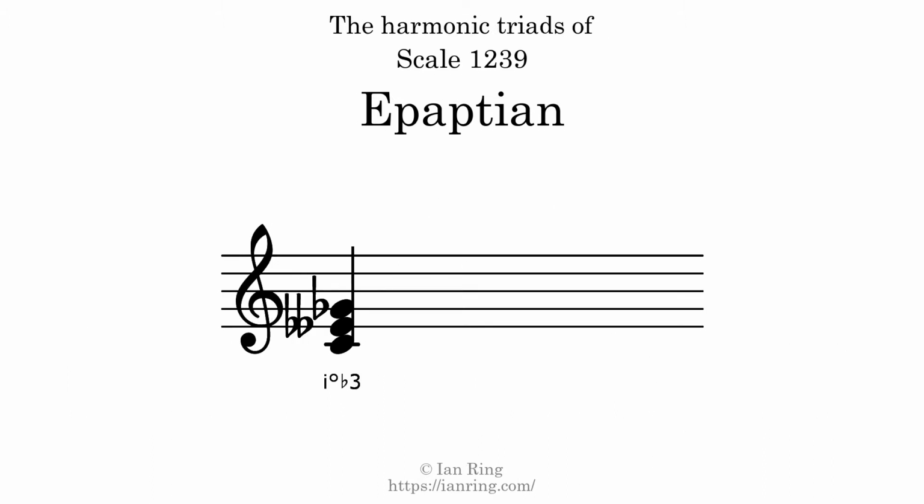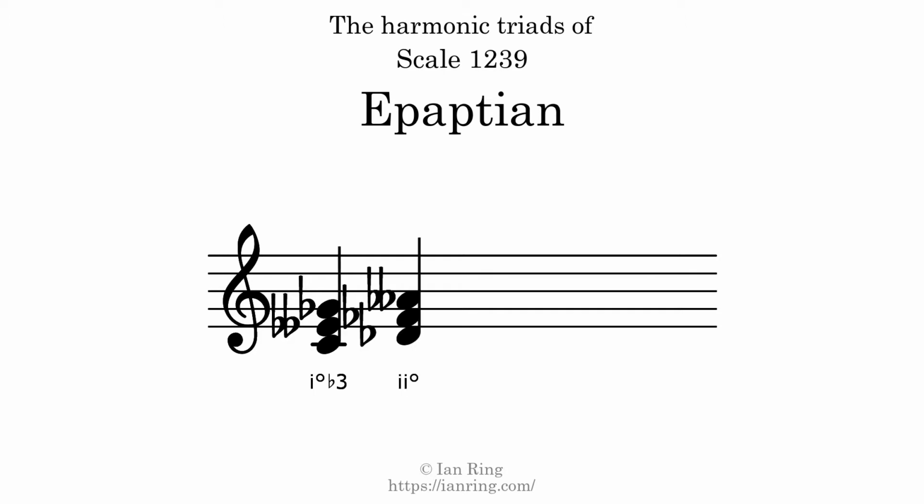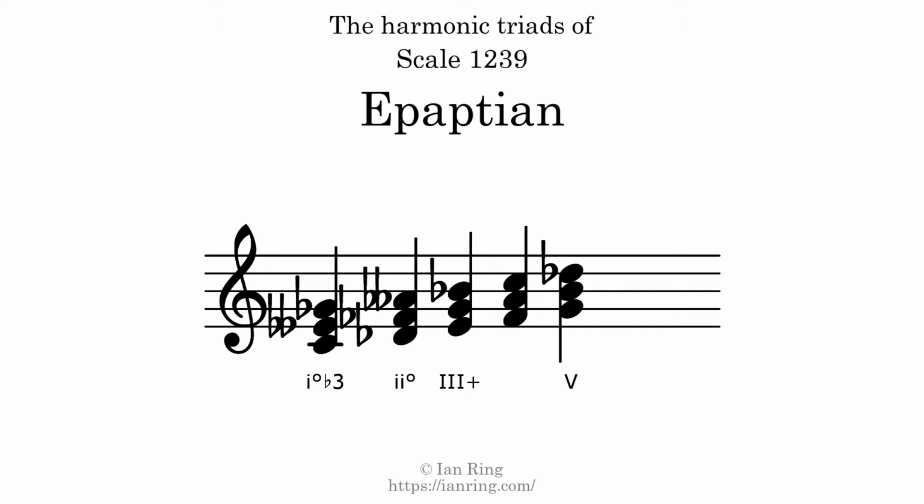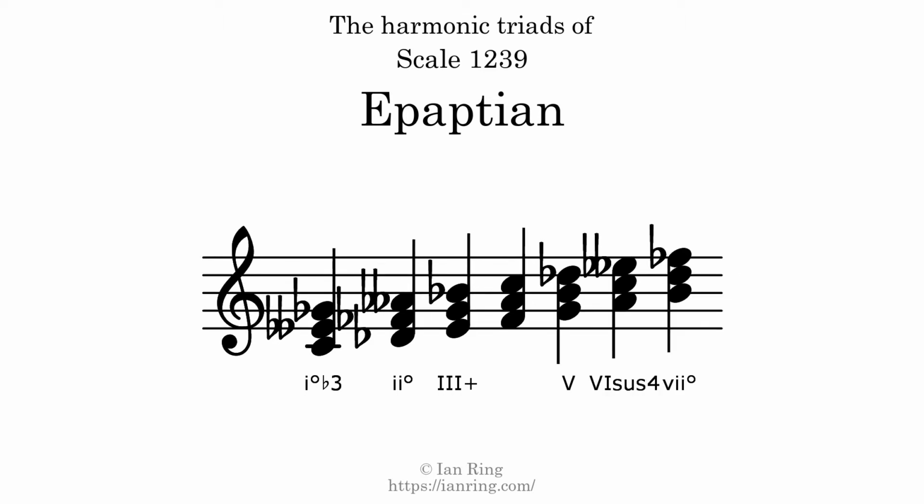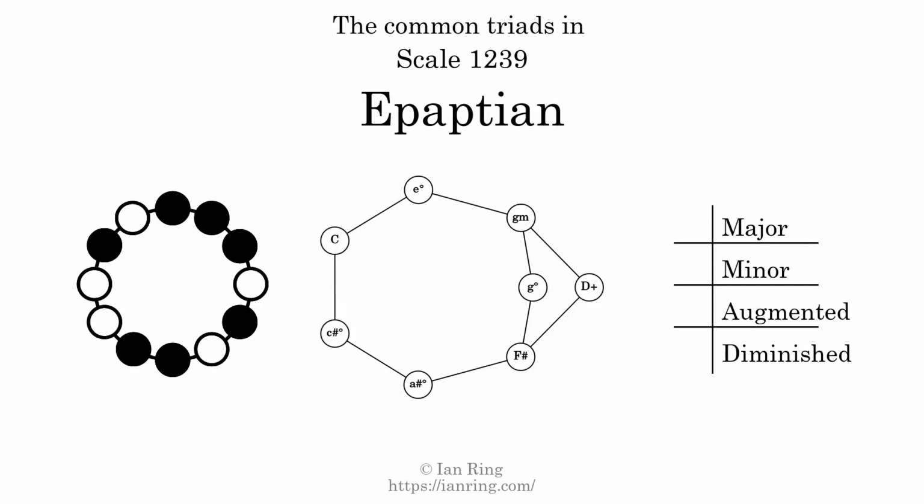Diminished flat 3. Diminished. Augmented. Unnamed. Major. Sus 4. Diminished. Here are the common triads present in this scale. The diagram in the center is a graph of parsimonious voice leading between triads.